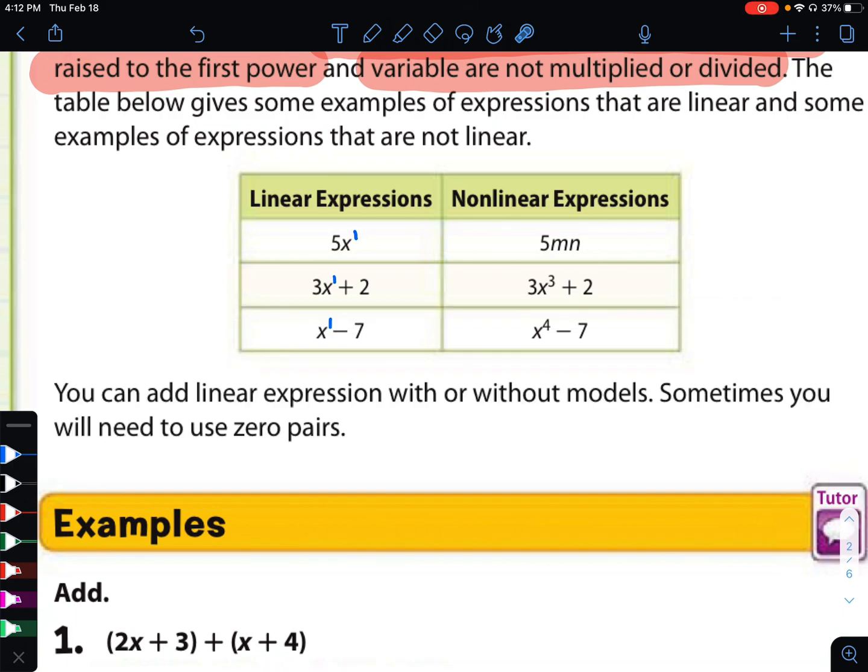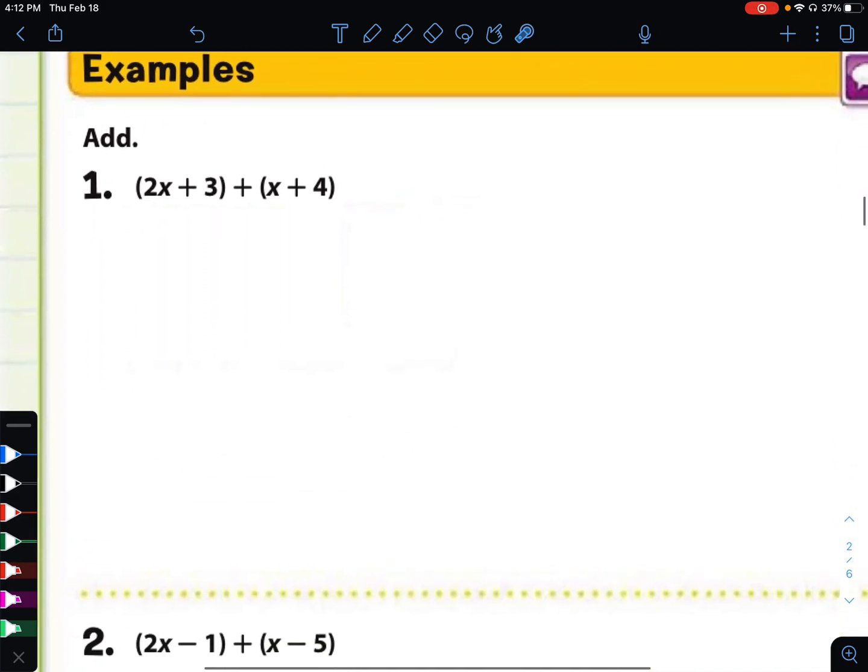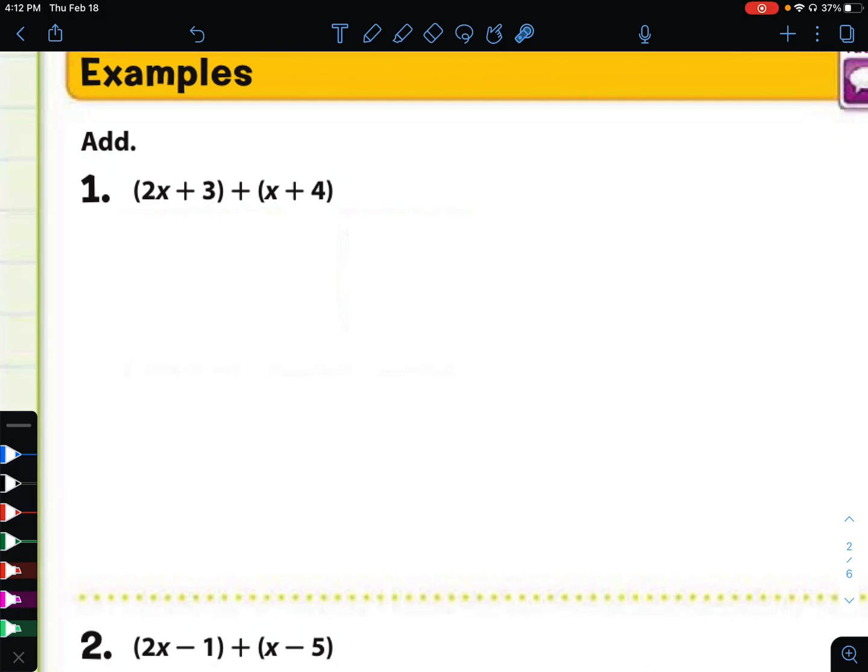You can add linear expressions with or without models. Sometimes you will need to use zero pairs. Let's see what those two sentences mean. Let's add 2x plus 3 plus x plus 4.